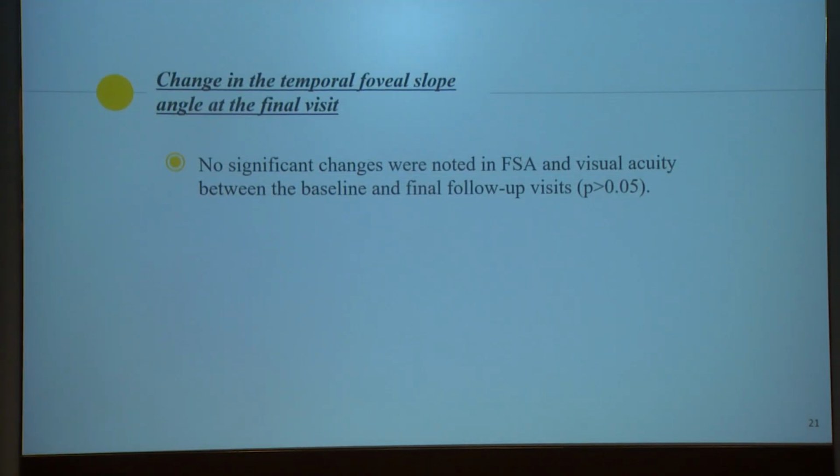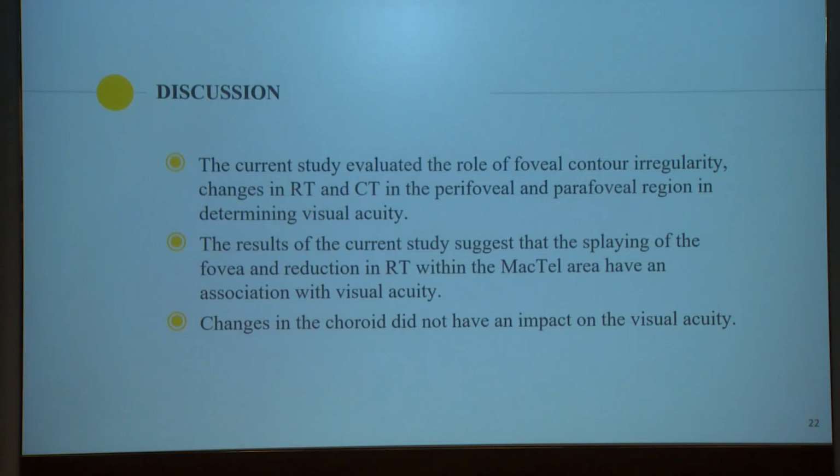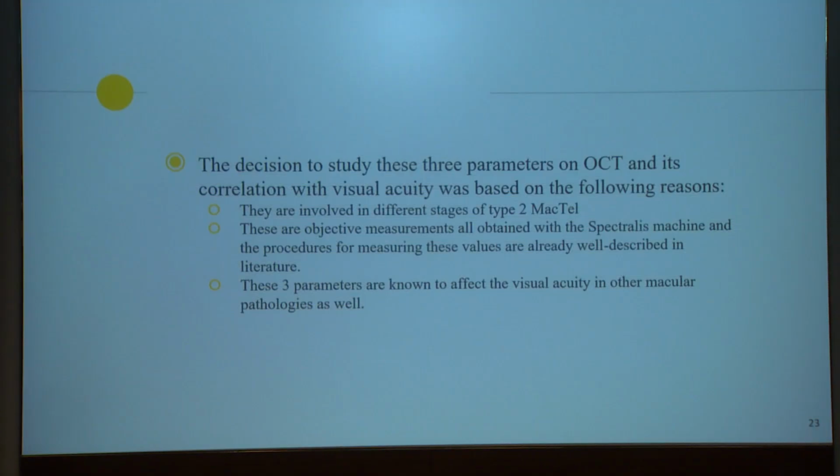Change in temporal foveal slope angle at the final visit: no significant change was noted in the FSA with visual acuity in the difference between the baseline and the final visit. Discussion: the current study evaluated the role of foveal contour irregularity and changes in retinal and choroidal thickness in peri and parafoveal regions in determining the visual acuity. The results of the current study suggest that the splaying of the fovea and reduction in retinal thickness within the MacTel area have an association with visual acuity. Changes in the choroid did not have any impact on the visual acuity.